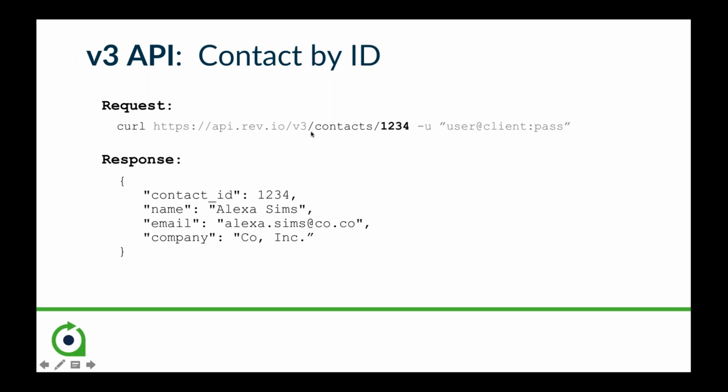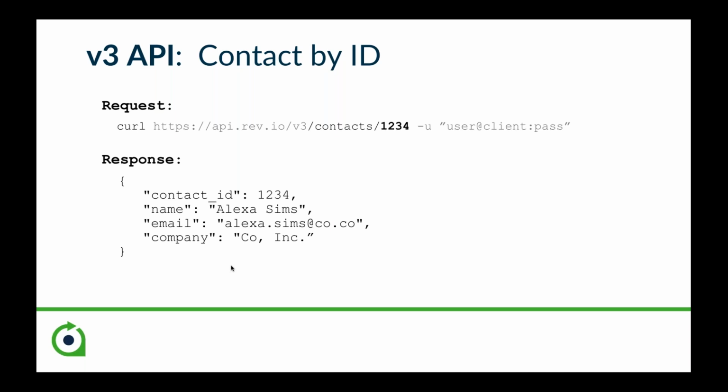Everything starts with this part. So it's contacts 1, 2, 3, 4, and you pass in user, client code, and password. And this is what the response would look like. So there are no unnecessary headers. You're not seeing a lot of extraneous data.